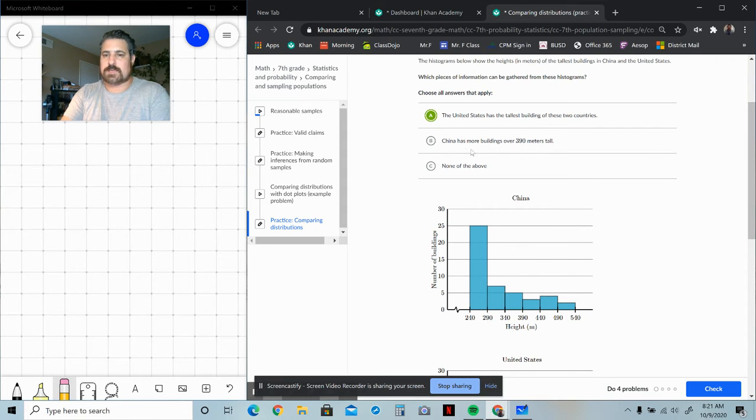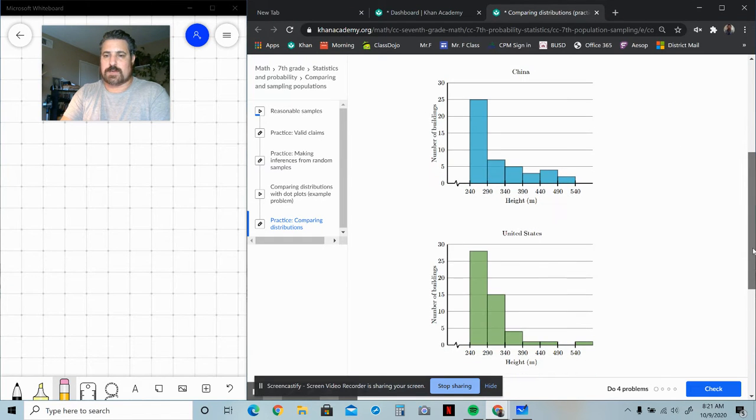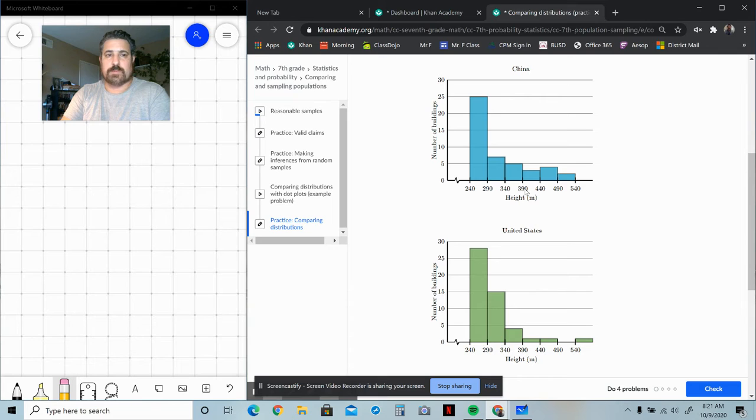Okay. China has more buildings over 390 meters tall. All right. So if we take a look at this little dividing line, 390 meters, all right, that means that anything that's 390 or greater will be beyond this line right here. Okay. Because this is 340 up to 390, and this would be 390 and above. So all this is 390 and above, these three. So if we look at how many buildings occurred there, it looks like that's about three right there. If we go across, it looks like that would be about three. So that would be like three, maybe four, and then like that looks like it could be two, right?